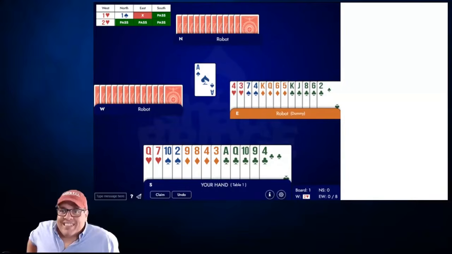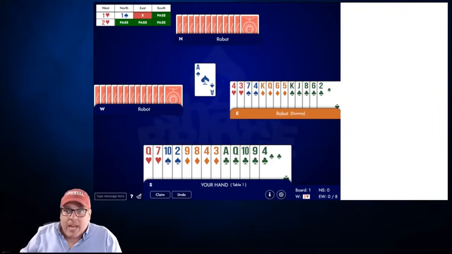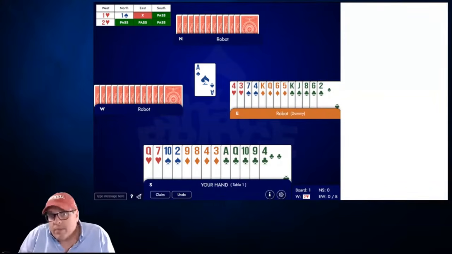So this is showing us a lead from partner, and we're defending a 2-heart contract. So my question is, as the South player, after the declarer plays a spade from the dummy, what will we be doing with the South hand? First of all, what kind of signal, if any, should we be making? And secondly, what card will you play from this hand?